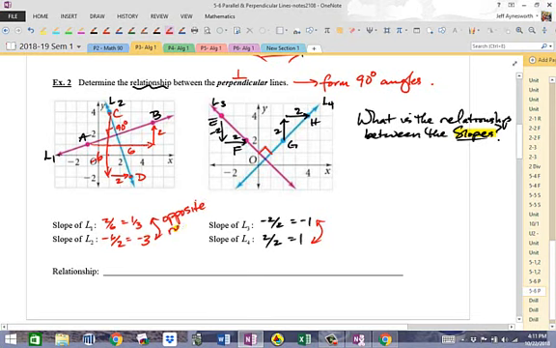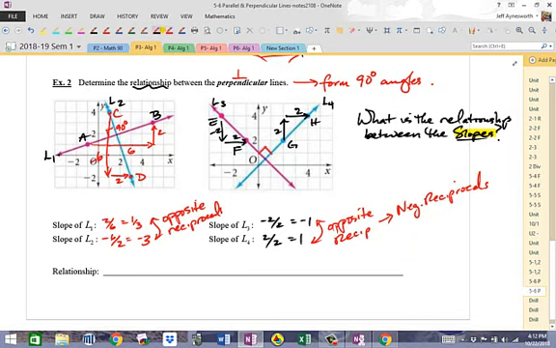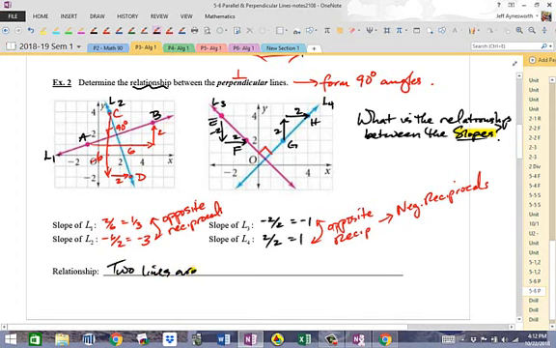Opposite reciprocals. Another name for that is negative reciprocals. So you could say opposite reciprocals, or you could say negative reciprocals. Either one, depending on your teacher and what classes you've been in and who taught you. They're interchangeable, which means if you know one, you know the other. So two lines are perpendicular if and only if their slopes are opposite reciprocals. All right, so two lines are perpendicular.